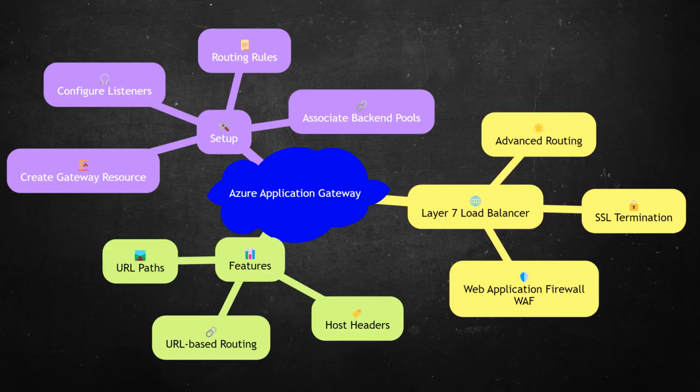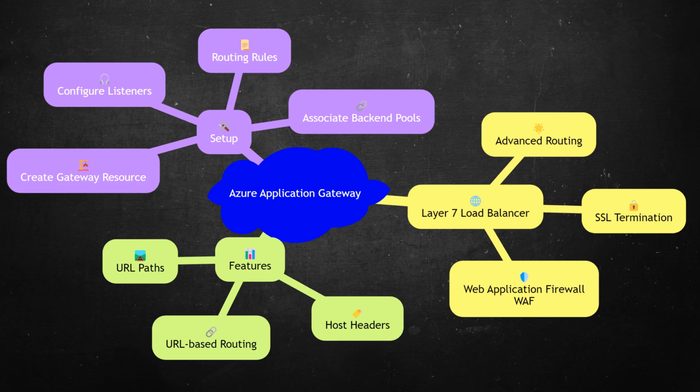Azure Application Gateway is a Layer 7 HTTP/HTTPS load balancer that provides advanced routing capabilities for web applications. It supports features like URL-based routing, SSL termination, and Web Application Firewall, WAF, to protect against common web vulnerabilities. Application Gateway is ideal for scenarios where you need to manage traffic based on HTTP attributes, such as host headers and URL paths.